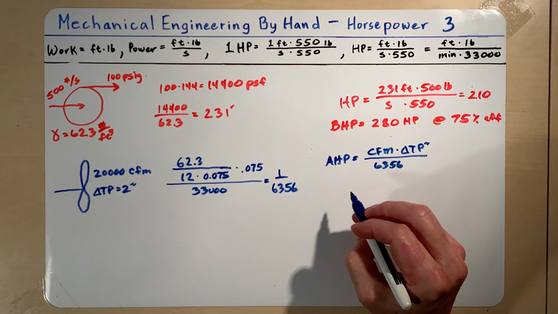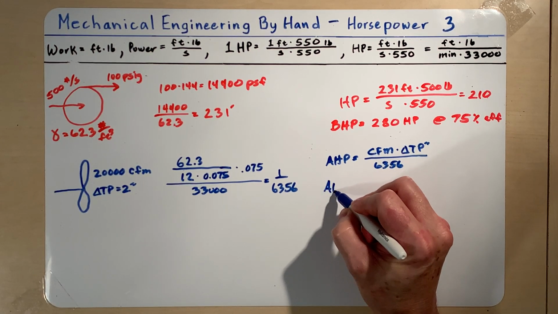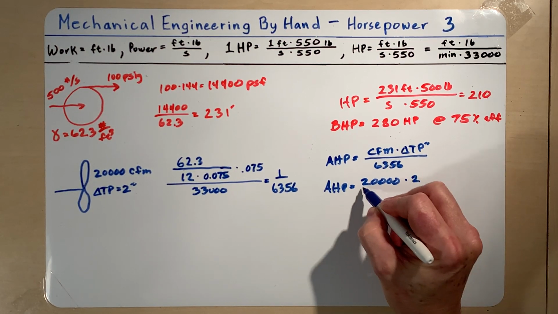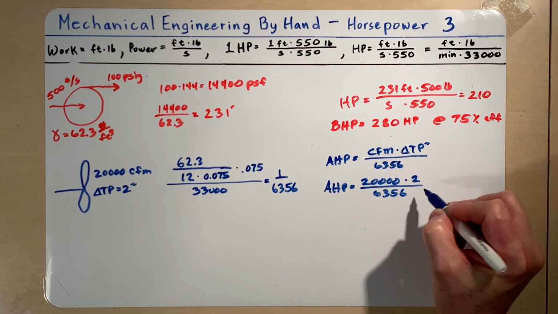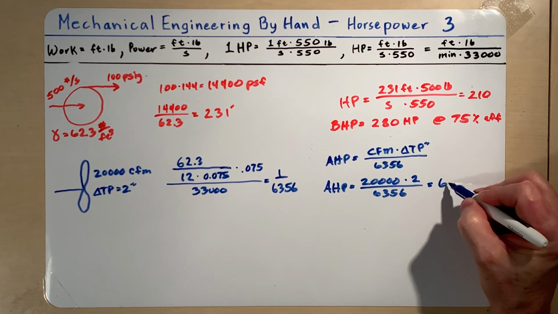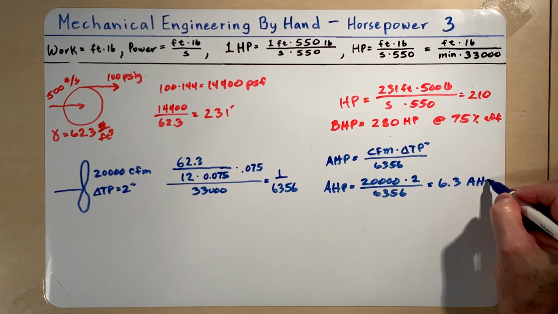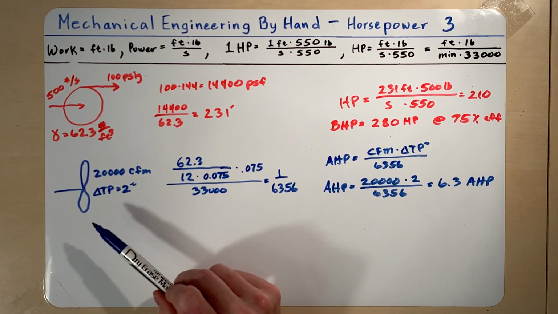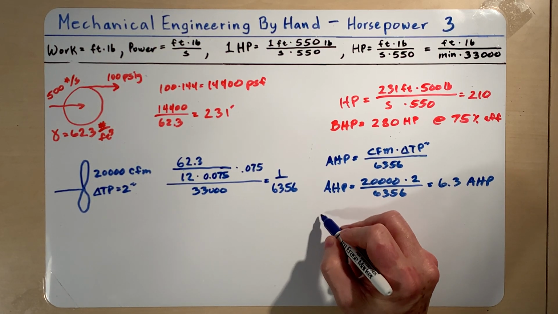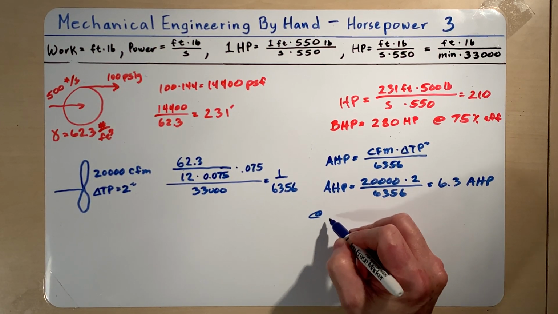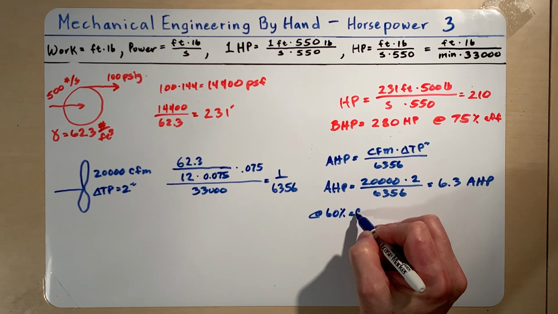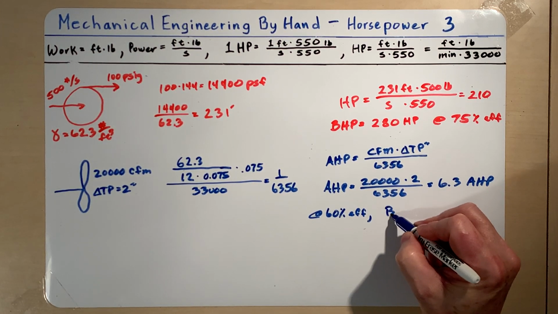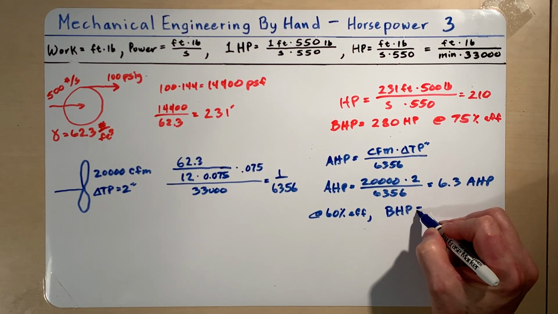So let's plug in our numbers. Air horsepower equals 20,000 times 2 over 6356, and that equals 6.3 air horsepower. Now, similar to the pump, we need to divide by the efficiency of the fan to get the brake horsepower. So let's say this fan is 60% efficient. So we just divide 6.3 by 0.6, and our brake horsepower will be 10.5.